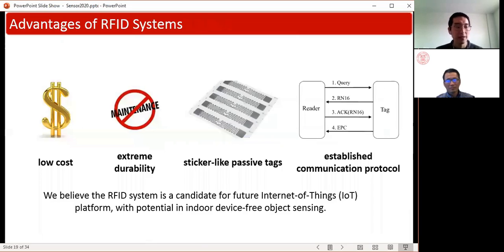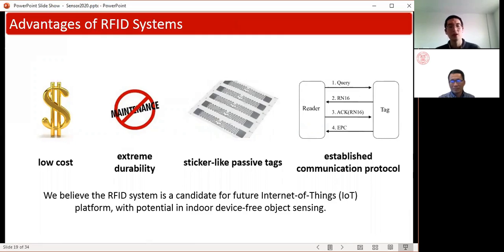RFID has many advantages. It is low cost and extremely durable, which does not require maintenance. Sticker-like passive tags are easy to deploy and do not introduce decoration or aesthetic issues. With established communication protocols, RFID is ready for commercialization.